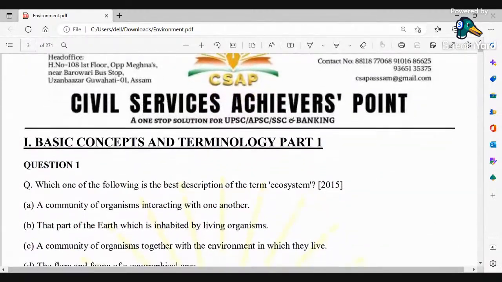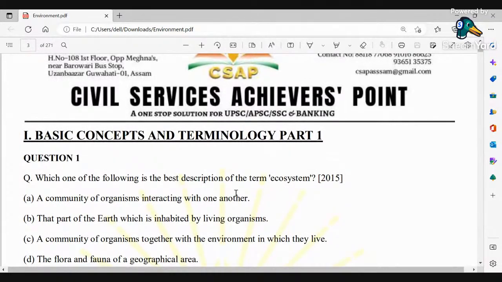The first question is on the screen before you. Which one of the following is the best description of the term ecosystem? Option A, community of organisms interacting with one another. That part of the earth which is inhabited by living organisms. Community of organisms together with the environment in which they live. Flora and fauna of a geographical area. So, which explains it best, which has come in 2015?